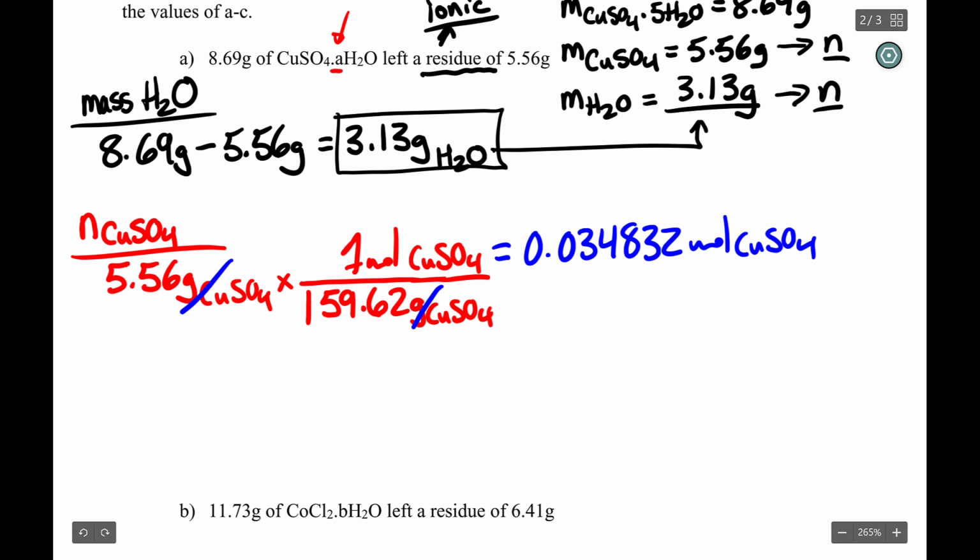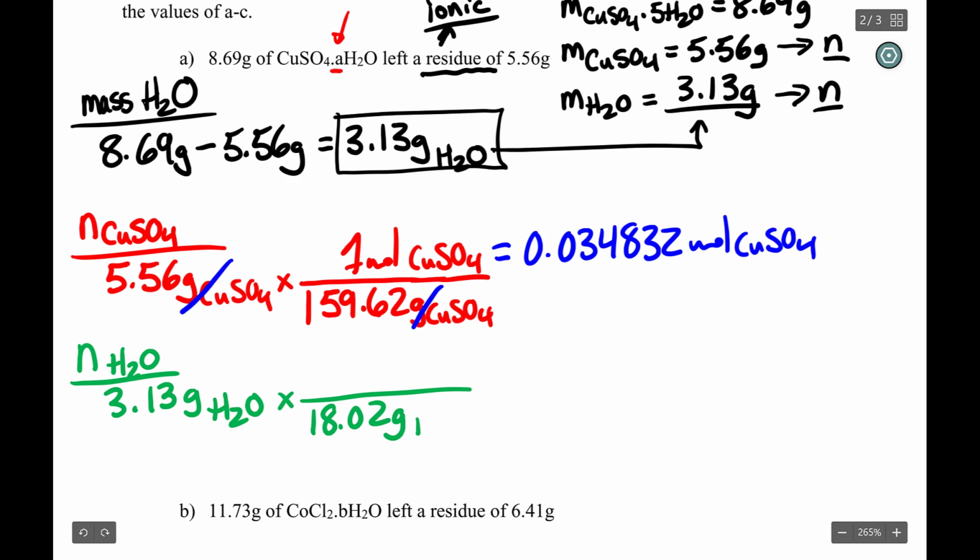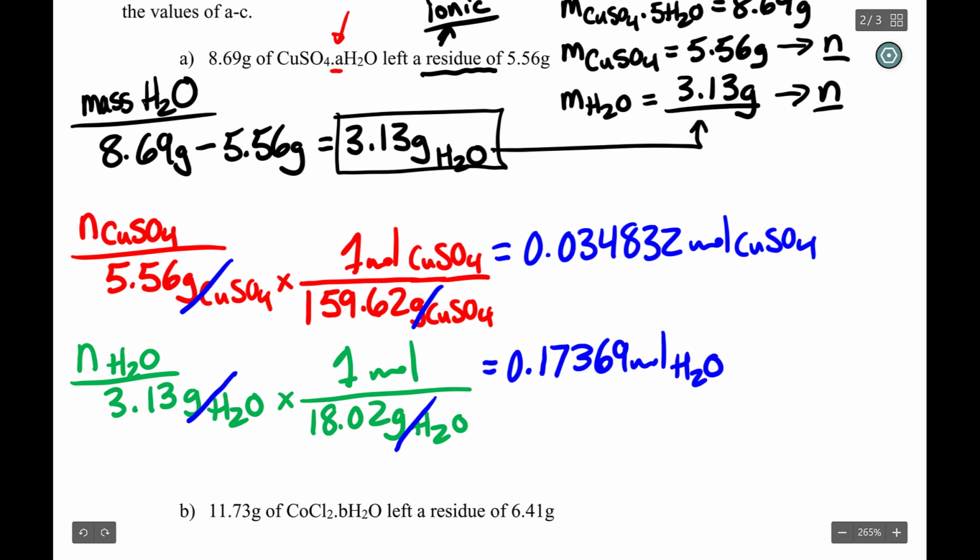Okay, we now need to do the same thing, but we are going to do it for water. So the moles of water. So we have 3.13 grams of water. I need to turn that into moles of water. There's 18.02 grams of water for every 1 mole. The grams cancel out with the grams, and I'm left with a value of 0.17369 moles of water.